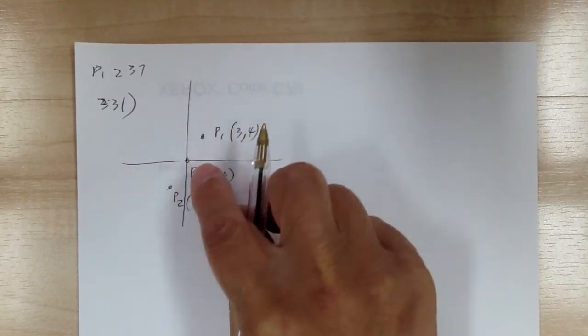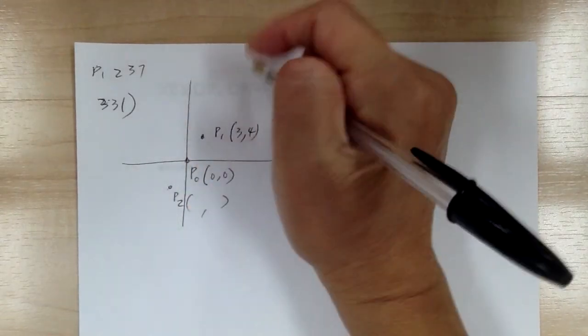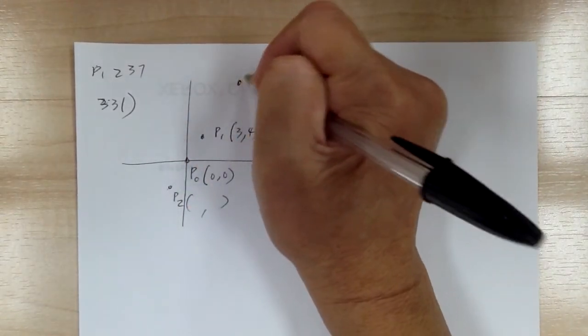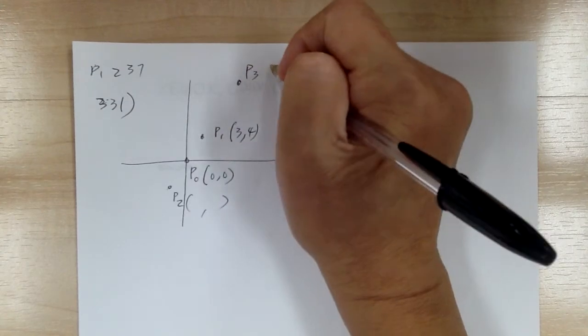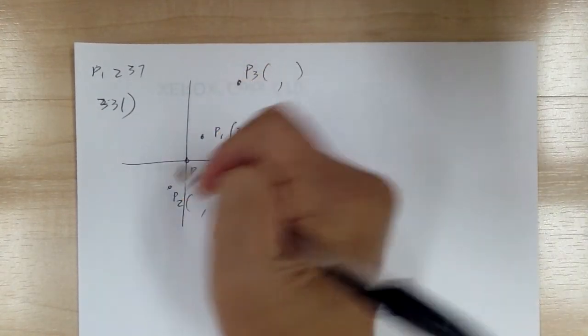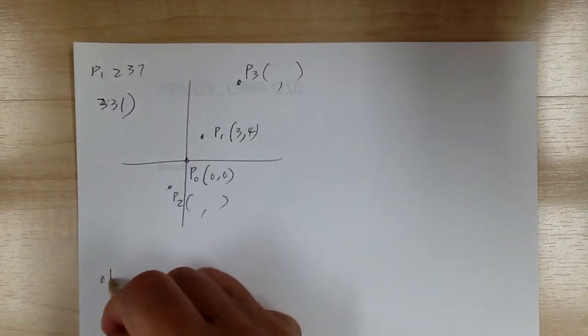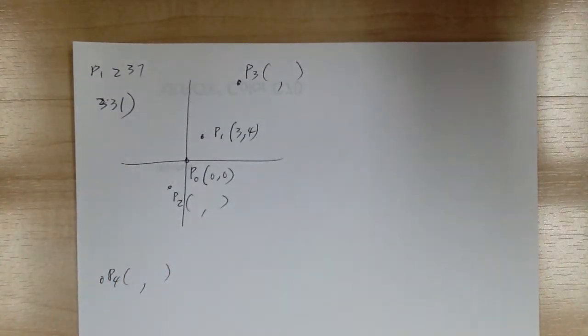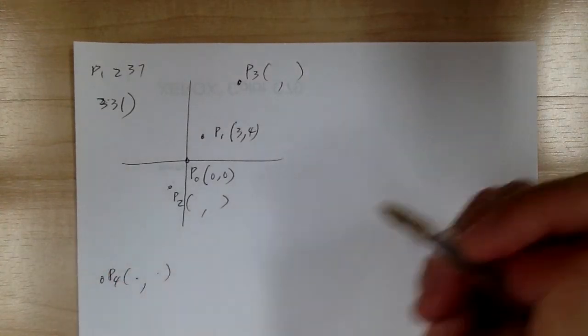You're going to just continue. P2 flips over P1 to get P3, so P3 is going to be over here. Then you're going to flip P3 over P2 to get P4. Okay, so that's what that is, and you're looking for A plus B.